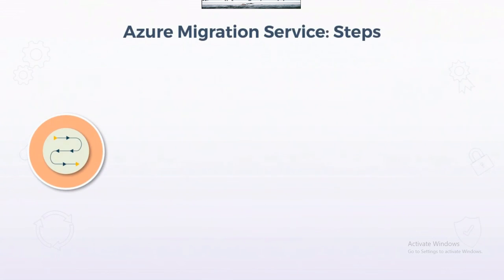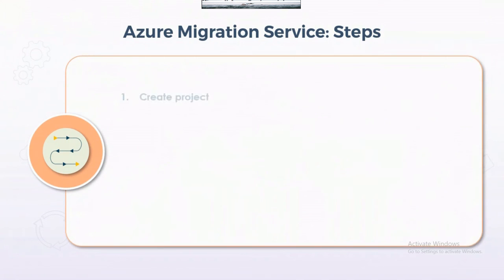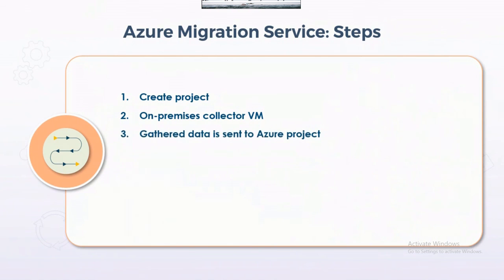So the first step in using the Azure Migrate service is to create a project. And this is all done through the Azure portal. Next, you have to deal with how you're going to work with your on-premises collector virtual machine. You can download a Hyper-V or VMware collector VM. You could even run a physical server as an on-prem collector VM that will gather data that's then sent to the Azure project in the cloud.